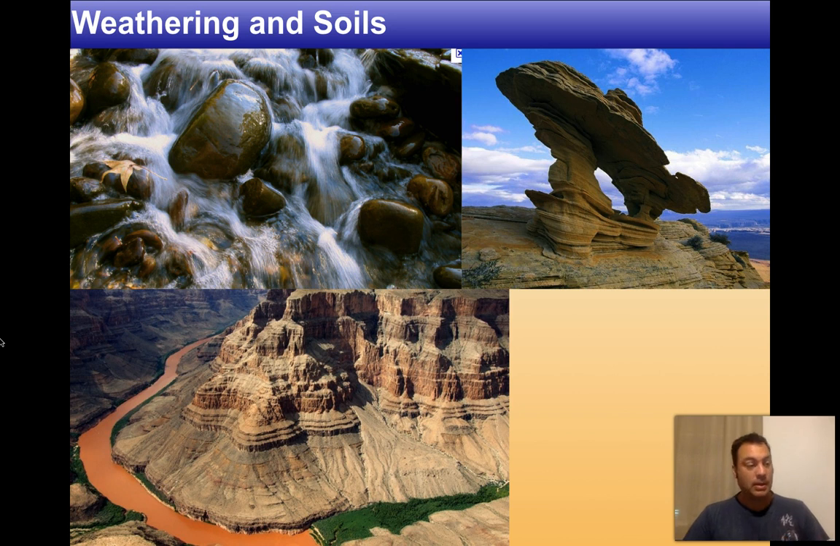The process by which we break things down is called weathering. So here we can see we're going to begin a lecture on weathering. The next lecture will be on soils, actually. But here we see some weathering processes. There's water flowing over some rocks. Notice the rocks are being rounded and smoothed and made smaller.